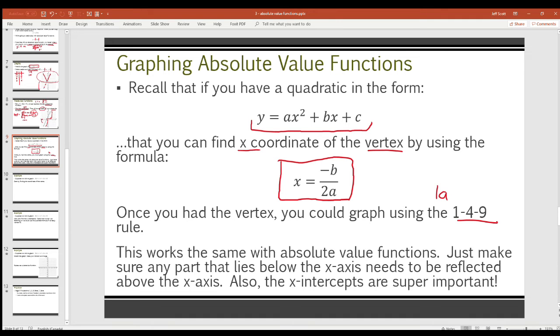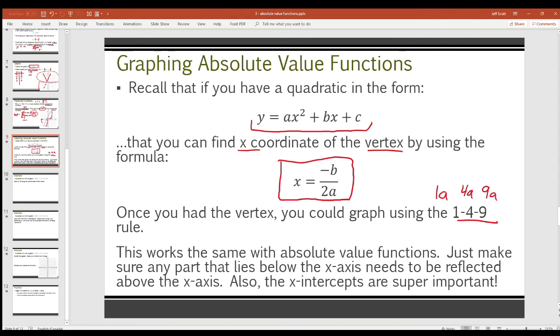Then you start back at the vertex, go right 2 points, and then go up 4 times a and plot that point. Then you go back to your vertex and you go over 3 points from it, and then up 9 times a. Once you did that on both sides, instead of just right, you would go left the next time, you would just connect the dots and you'd have a nice even curve. That was the easiest way we had for graphing quadratics.